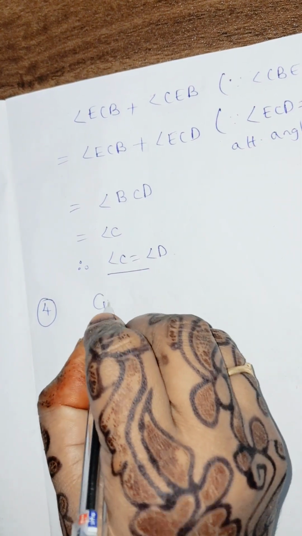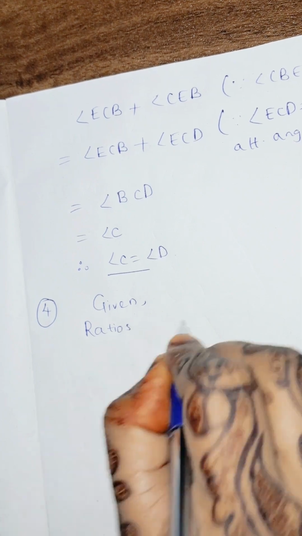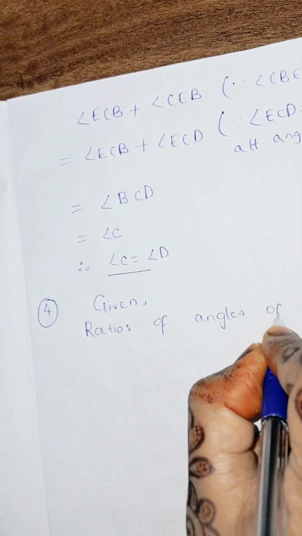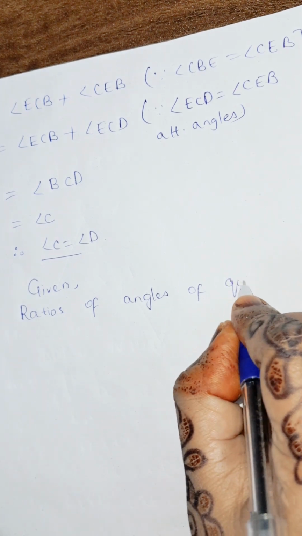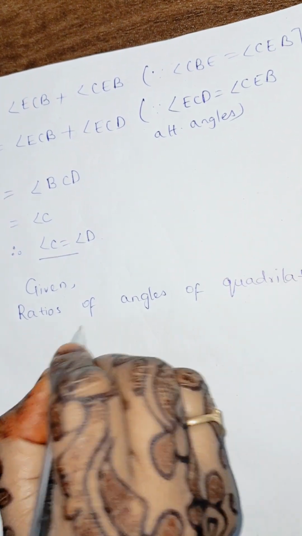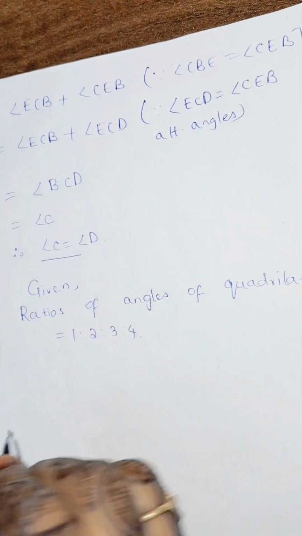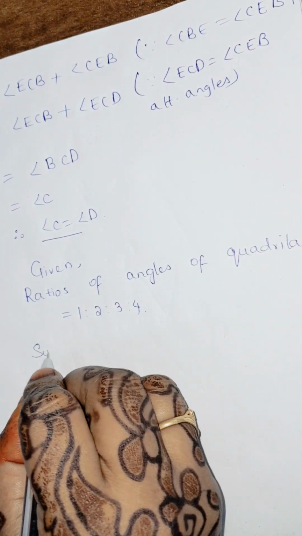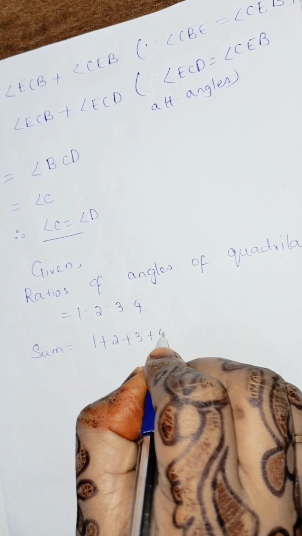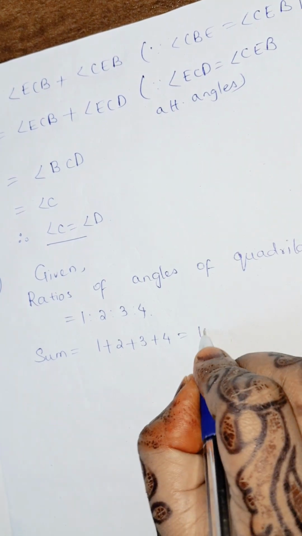So given, what are the ratios they have given? Ratios of angles of a quadrilateral is equal to 1:2:3:4, right? So the sum of the ratio will be equal to what? 1 plus 2 plus 3 plus 4 is equal to what? 1 plus 2, 3, 3 plus 3, 6, 6 plus 4, 10.